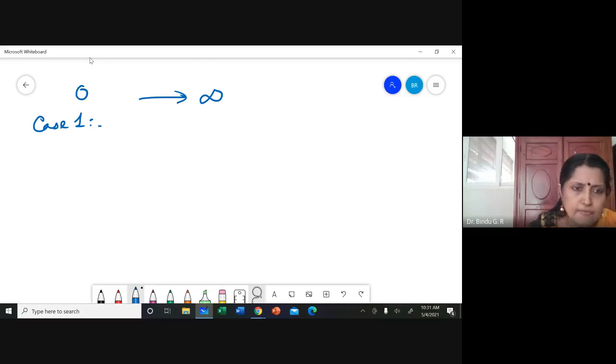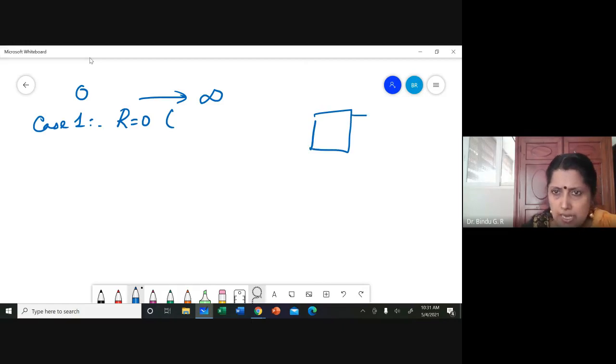Case 1, if I am considering R is equal to 0, R is equal to 0 means what? I have a network and I am connecting it.